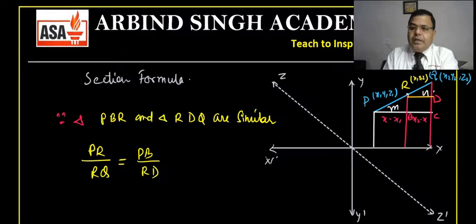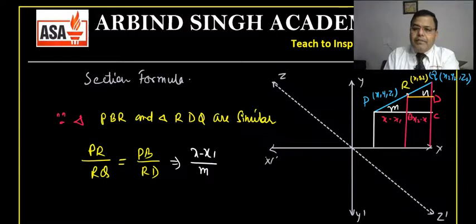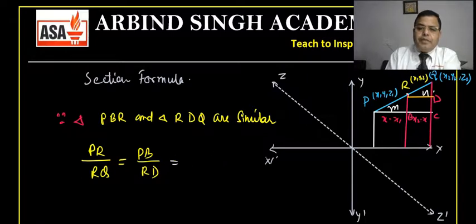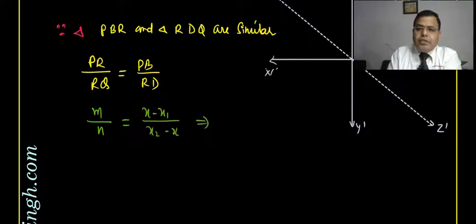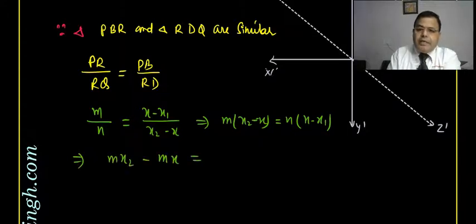Corresponding parts are proportional, and therefore this can be written as x minus x1 by x2 minus x, equal to m by n. So PR is m and RQ is n, and this is x minus x1 and this is x2 minus x. Therefore m times of x2 minus x is equal to n times of x minus x1. So we can write mx2 minus mx is equal to nx minus nx1.